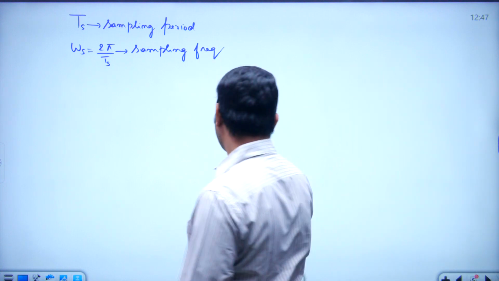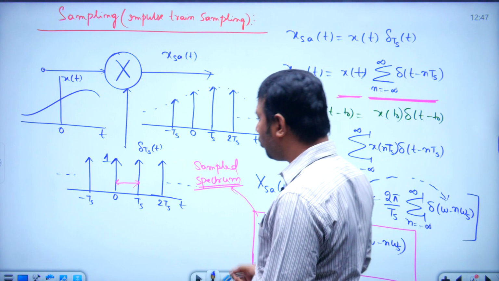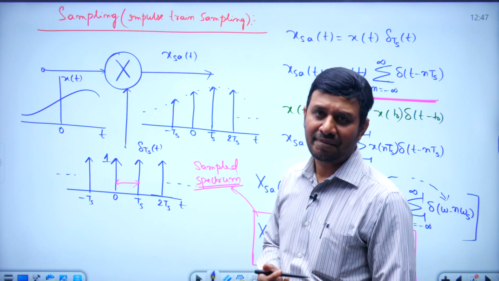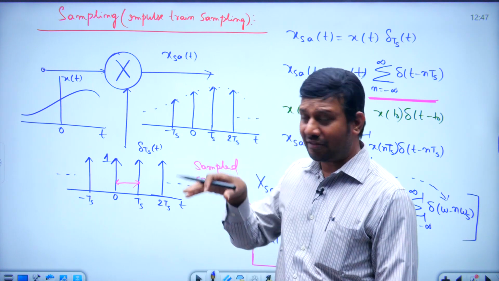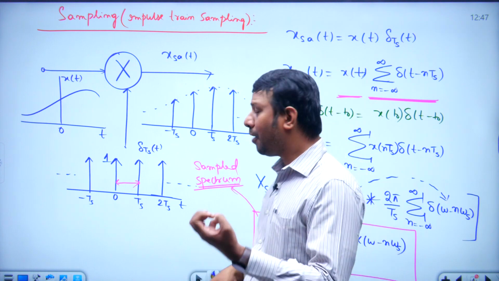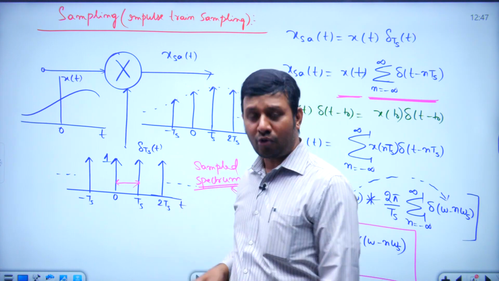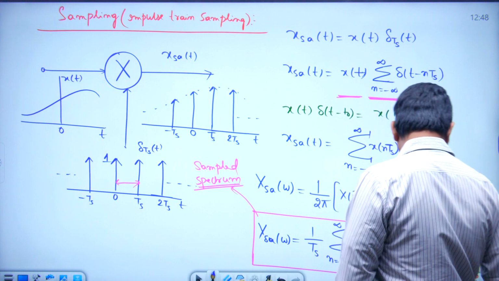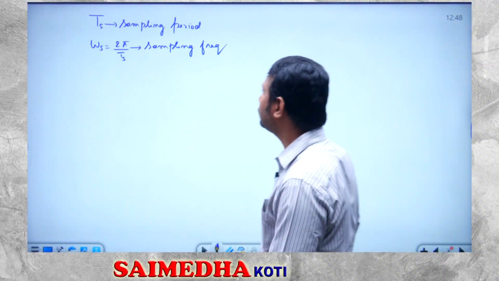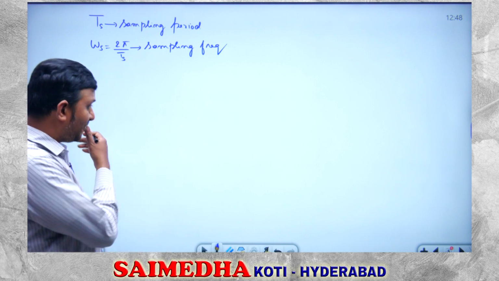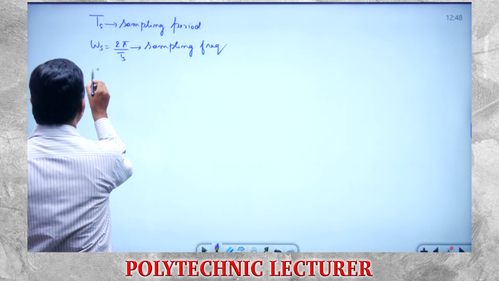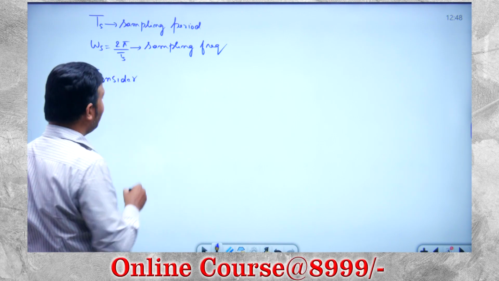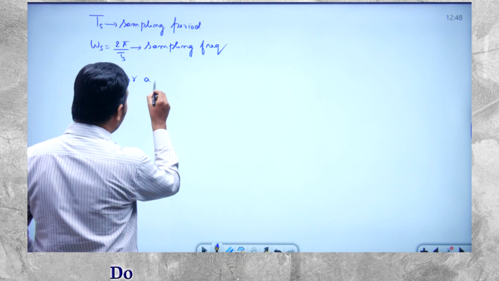So what is the optimum value of Ts, or what is the optimum value of omega s you are going to select, is the question, so that we can easily reconstruct the original signal. We must search for this value. So what is our aim now? We must look for an optimum value of Ts or omega s such that we can easily reconstruct the original signal. For that, in order to observe the values of Ts or omega s, one point I am going to write here: consider a band limited signal x of t.